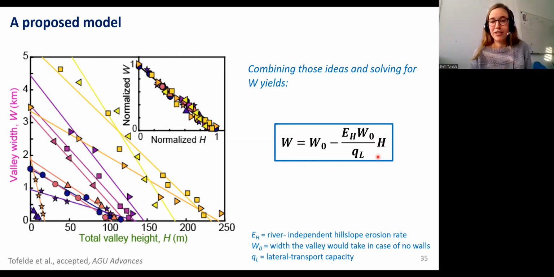Our model was purely derived to actually explain the observations from our field data. And if the model is somehow true, then these are the different regression slopes for the 12 different study sites. These differences in regression slopes are due to local differences in hill slope erosion rates and local differences in lateral transport capacities, and W0 is a parameter that we call the unconstrained valley width. So it's the width to which the valley would theoretically evolve if there weren't any lateral walls.